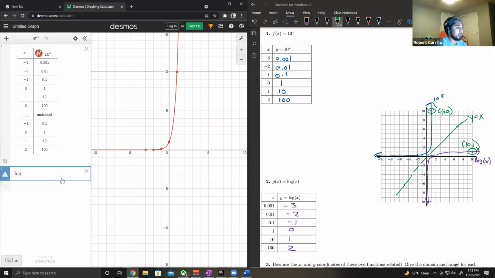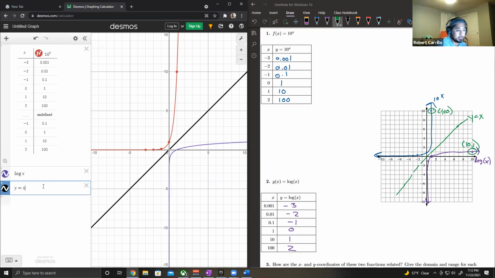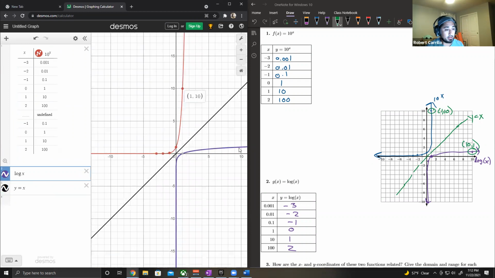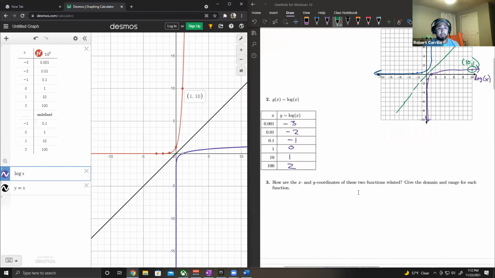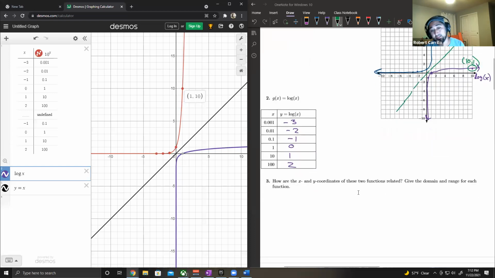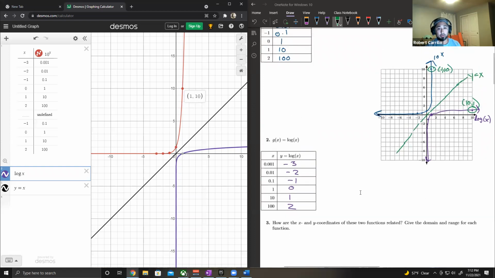We can even show this on Desmos. Log of x, look at that. And then y equals x. Here's that point (1, 10), and then over here is that point (10, 1). There it is, (10, 1). Okay, awesome. And then for 3, how are the x and y coordinates of these two functions related? Give the domain and range for each function. So we'll do that above.